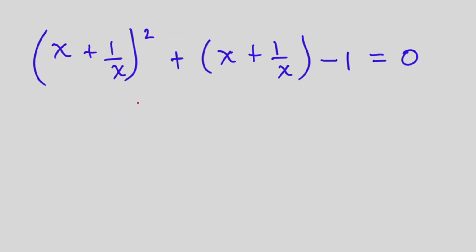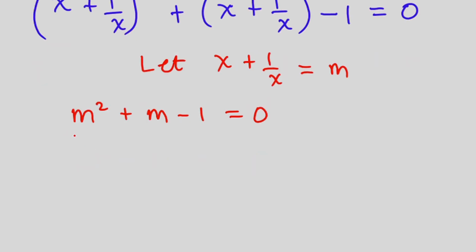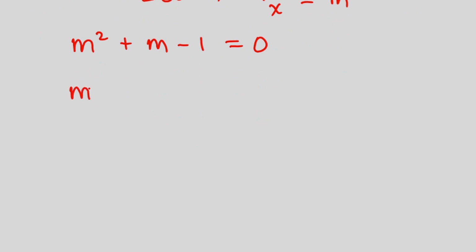Ladies and gentlemen, let's go ahead and then let x plus 1 over x equal to m. And now we have a new equation that is m squared plus m minus 1 is equal to 0. We have already solved an equation in this form, and that one we used the quadratic formula. Now this time around we are going to complete the square. So let's do that. We have m squared plus m. We're going to move this 1 to the right so that we get positive 1 here.